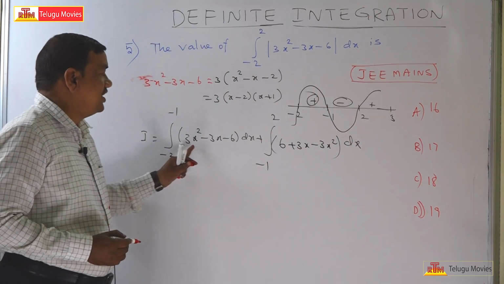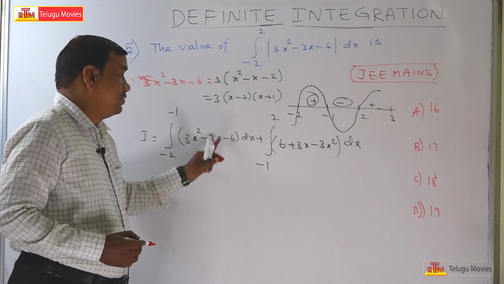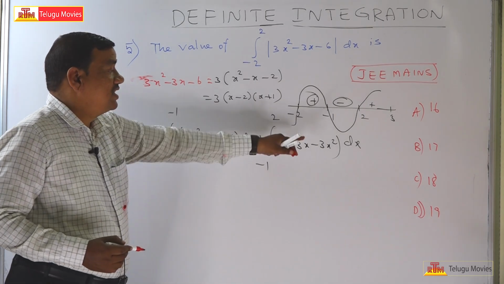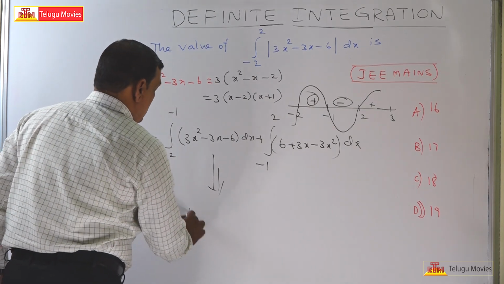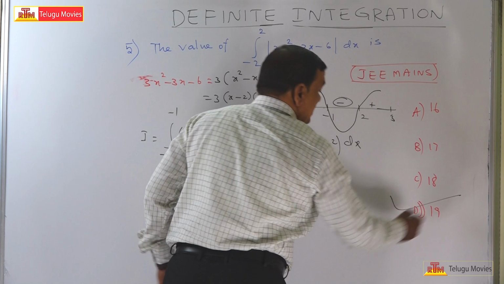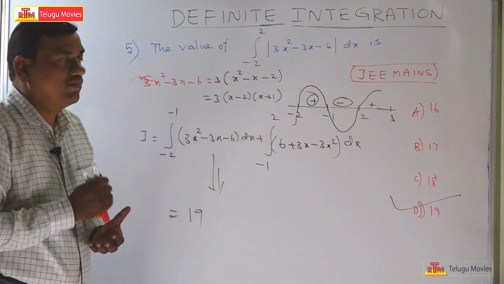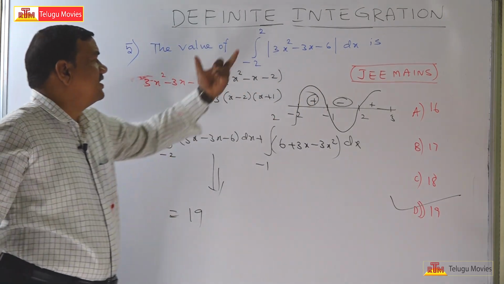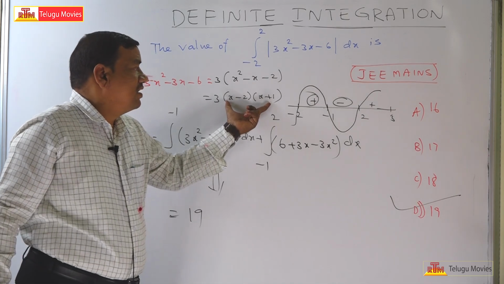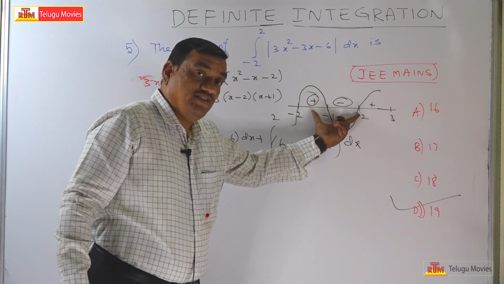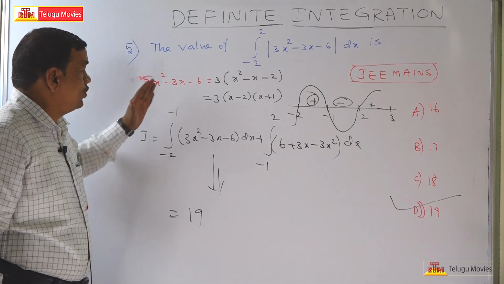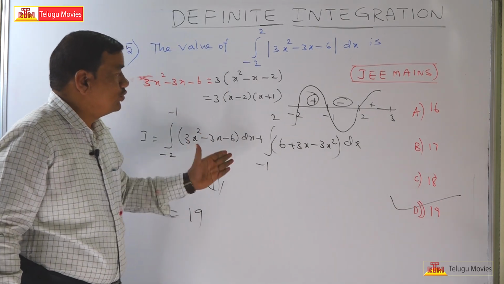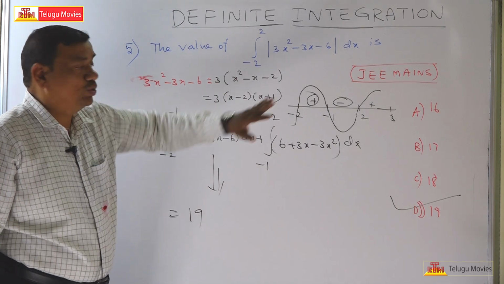So this is equal to 3 into x cube by 3 minus 3 into x square by 3 minus 6x. And that also you calculate and you will get the answer 19. It is a very, very easy problem. The only thing is take this integrand, see the sign scheme, divide the interval from minus 2 to minus 1 and minus 1 to 2.